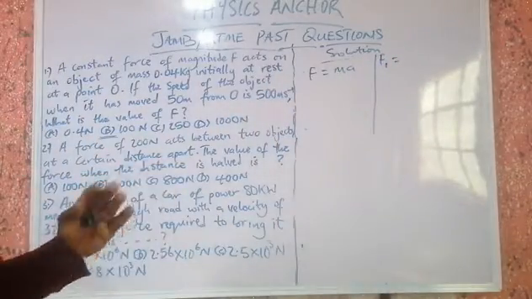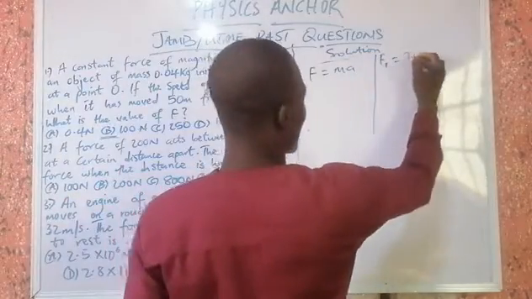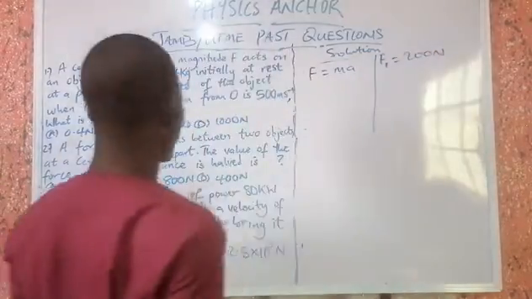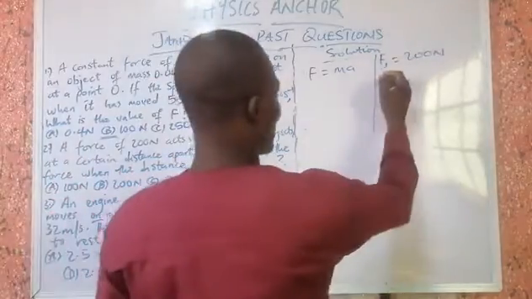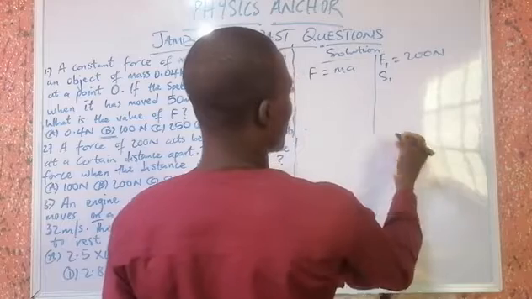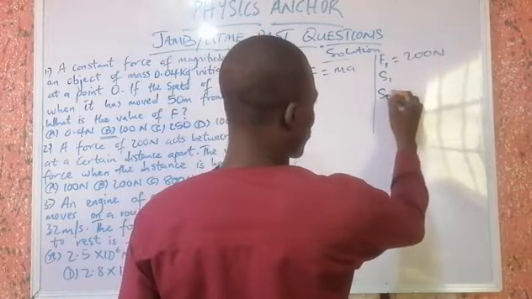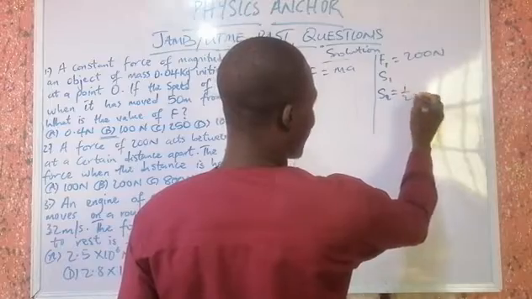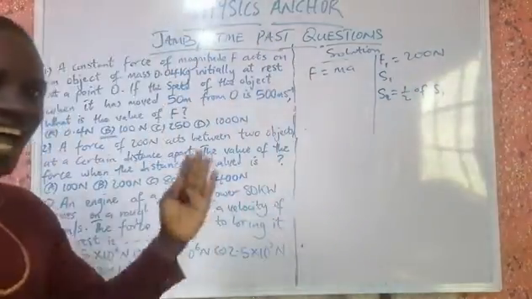Because now we are talking about two different values for force. So when we have F1, that's F1 equals 200 Newton, and we have what we call S1, that's the distance 1. They are now asking us that when the distance 2 is equal to half of S1, that is when the distance is halved.